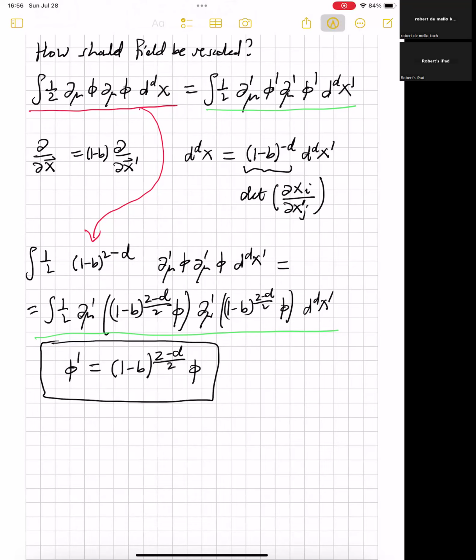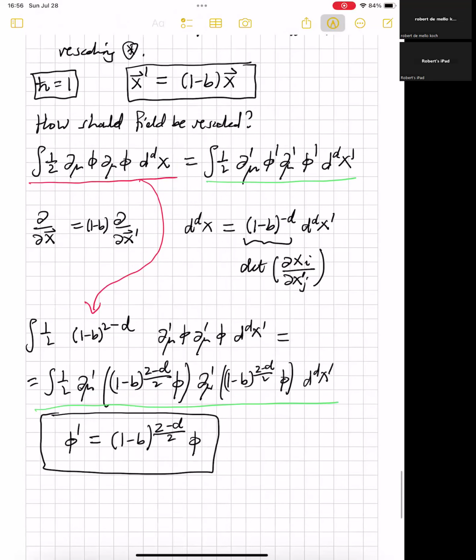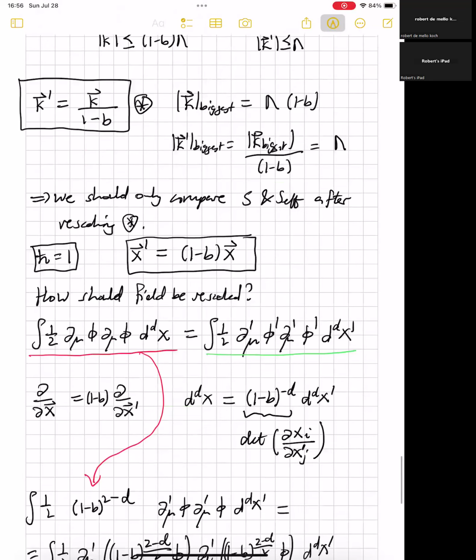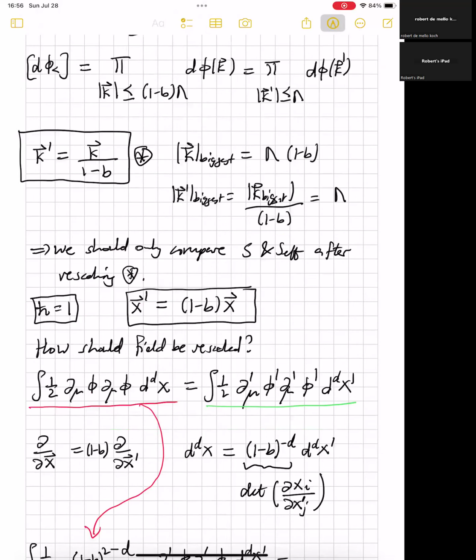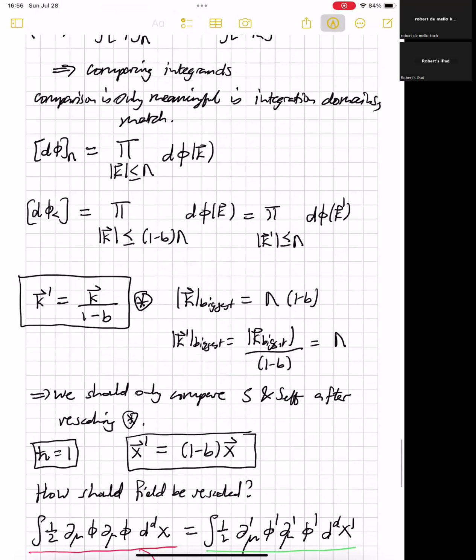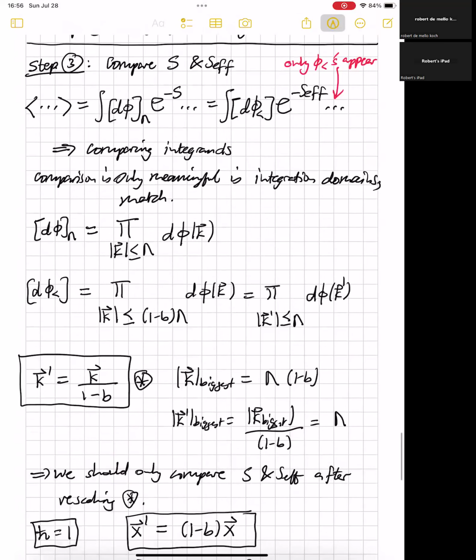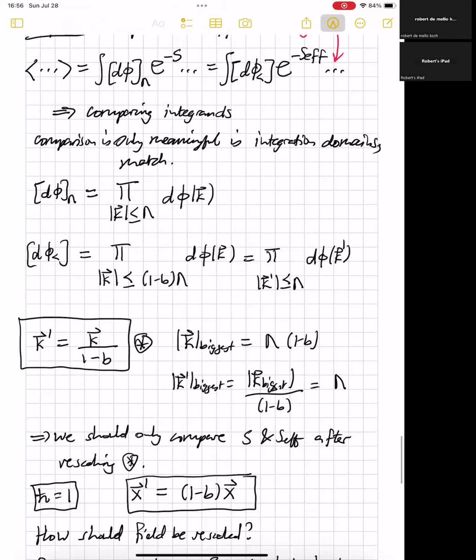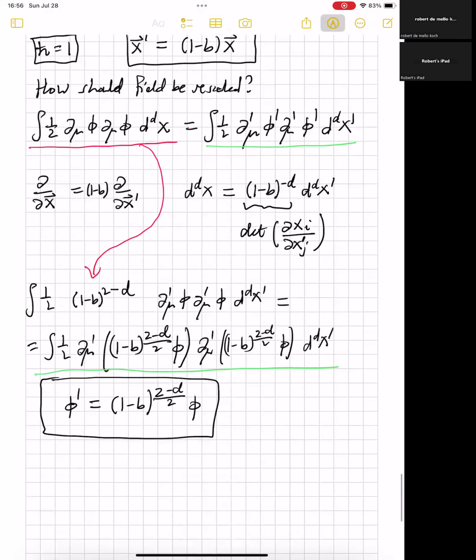So this is wonderful. We learned how the field scales, we know how the momenta scale, and we know how the positions scale. And why have we done this? We want to compare S to S effective, which is comparing two integrands, and that comparison is only meaningful if we are integrating both integrands over the same integration domain. Good. Let's explore the scaling law a little bit further, and we'll do that next.